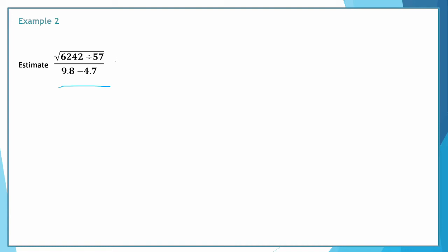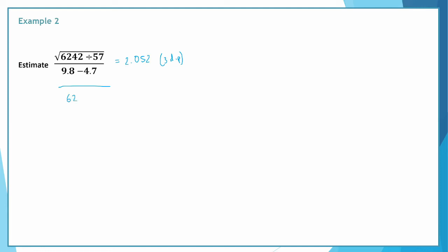I've done the calculation, and I know that the actual answer is 2.052 rounded to 3 decimal places. So let's see what we end up with. We're going to do the same thing that we did in the last example. We're going to take each of the numbers and round them to one significant figure.